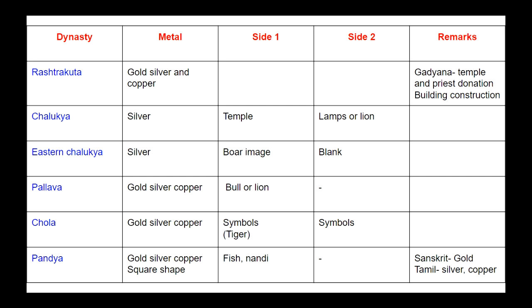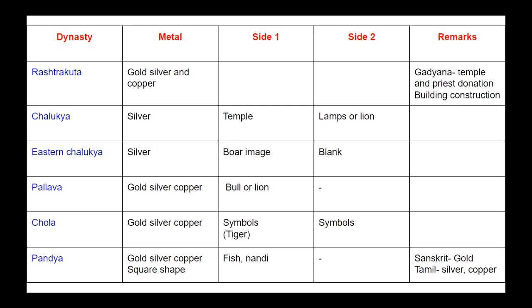Then the Pallava issued gold, silver, and copper coins because they had a good trade relationship with Southeast Asian and other countries. They issued coins with an image of a bull or lion on one side, and the other side was generally blank. Then the Chola also issued gold, silver, and copper coins, as they made good trade relationships with many kingdoms. They issued coins with symbols on both sides, and on side one generally the tiger symbol was common.